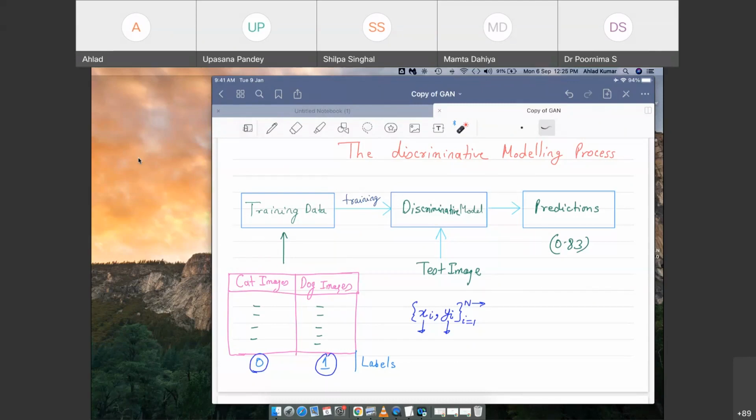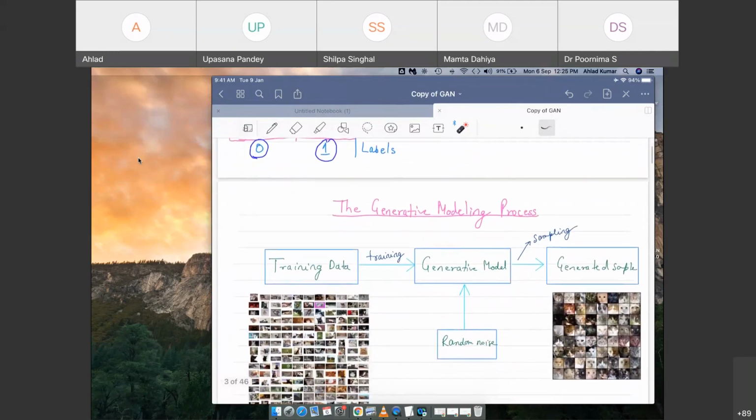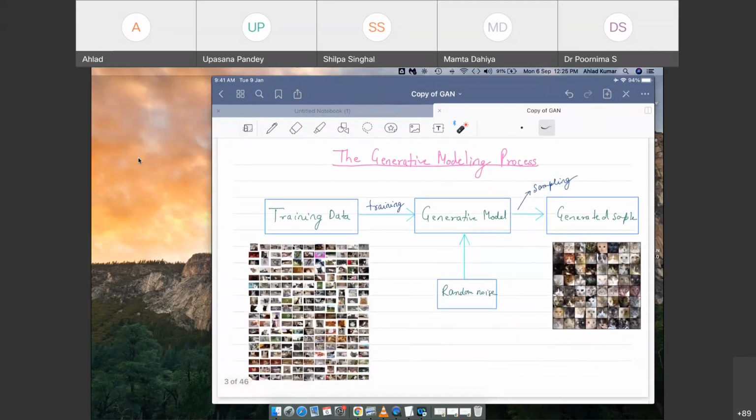Now the other important thing we are discussing is generative modeling, which is new and is in some way related to what we will be discussing in generative adversarial networks. In generative modeling, again we have three blocks. The first is the training data block, the second is the generative model block, and the third is the generated sample block. Let us discuss each of these in detail separately.